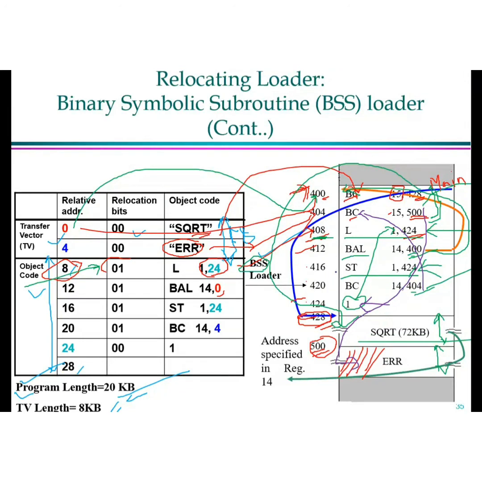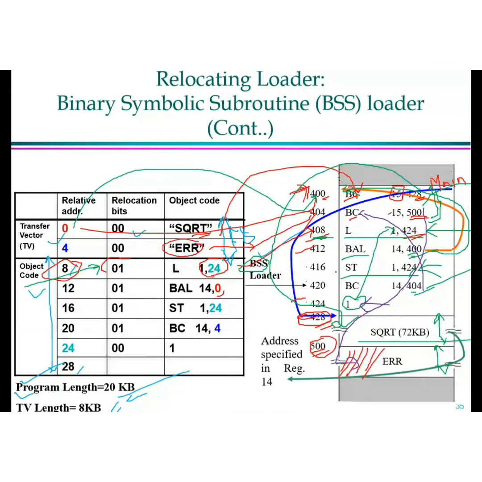So I hope you guys have understood how BSS loader is loading. The key point to remember is each line of the transfer vector is written to main memory as a branch statement BC. Okay, BC 15, address of that subroutine. After loading, you will definitely get the address of the subroutine. Okay. Then same way for ERR, the next subroutine address. So a branch instruction is written. Then onwards, the rest of the object code is written.